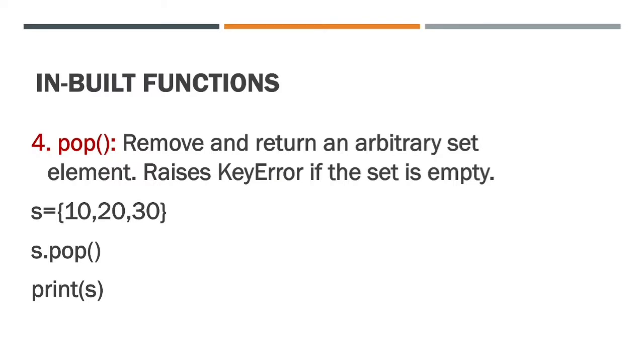The fourth function in our set is the pop function. It removes and returns an arbitrary set element, and it raises a key error if the set is empty. Why does it remove an arbitrary element? Because sets are unordered. Lists and tuples are ordered, so there it removes the last element every single time it is called. But in sets, because the set is unordered, it returns any arbitrary element.